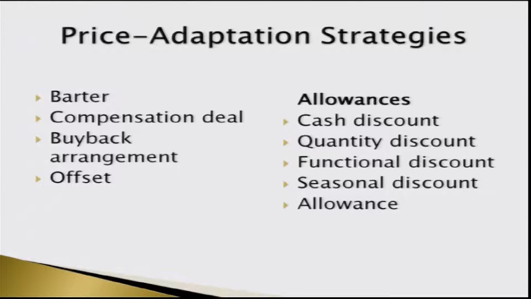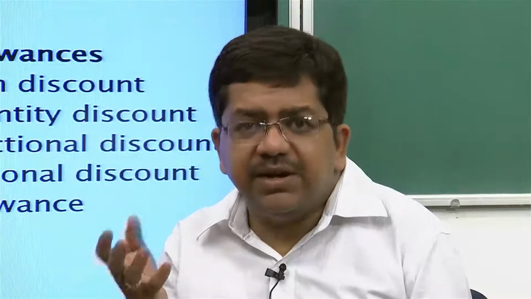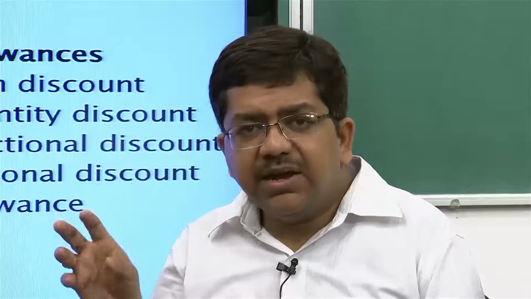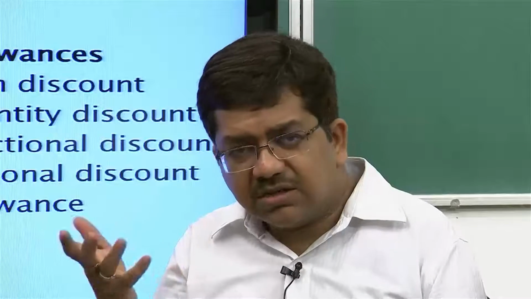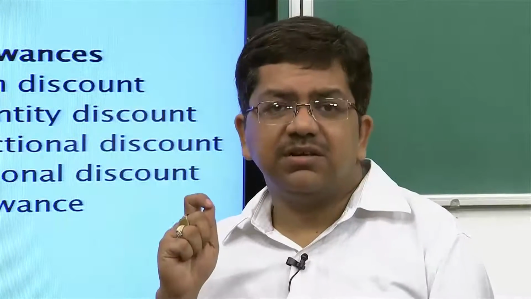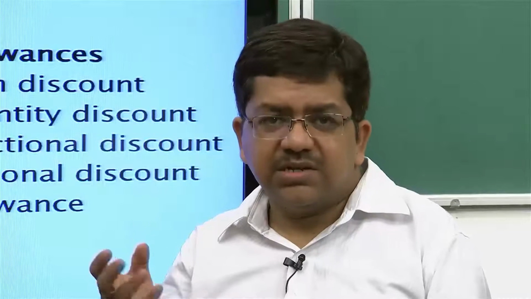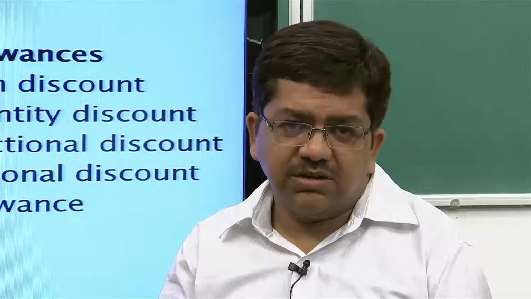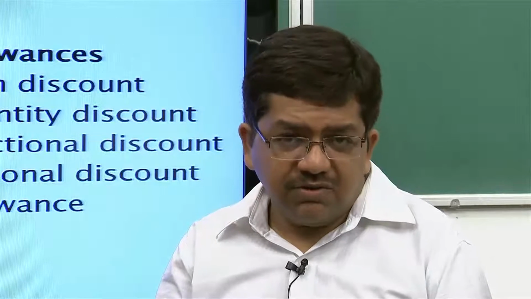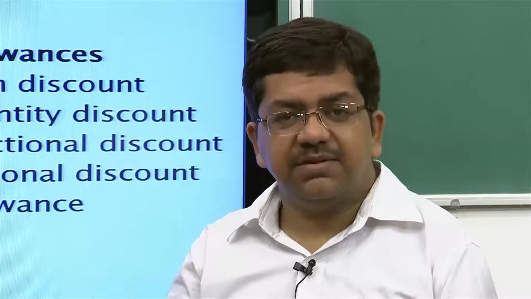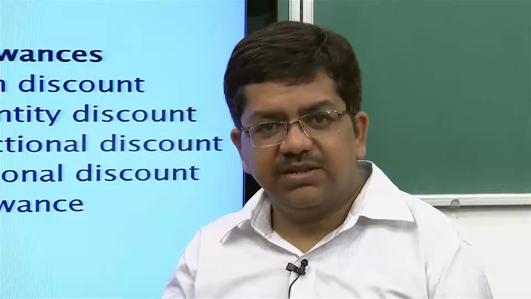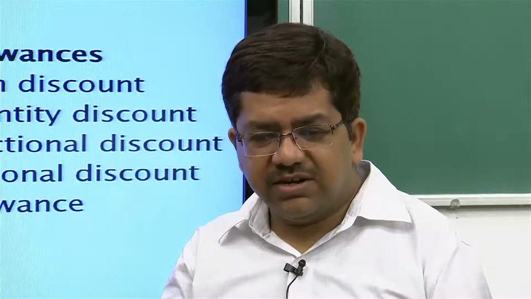There are other kinds of price adaptation, things like barter, compensation deal, buyback arrangement, and offset. So basically the sellers try to come up with a mechanism so that if the buyer is not able to pay directly, they can pay in terms of other products or services. One example is that when Pepsi sells cola syrup to its partners in Russia, they sell it in return for vodka. It sounds like a good deal, that you get liquor in return for the Pepsi that you sell. So these are the different kinds of arrangements which are possible.